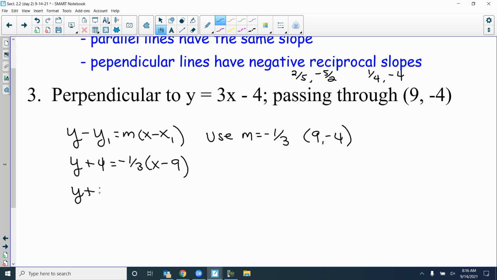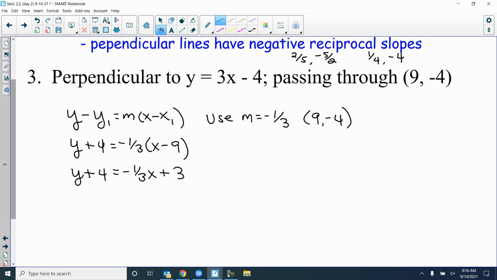And so I'm just going to end up getting y by itself equals -1/3 x. Negative times a negative is positive 3, and then subtract 4. And you get y equals -1/3 x minus 1. Okay, for that.